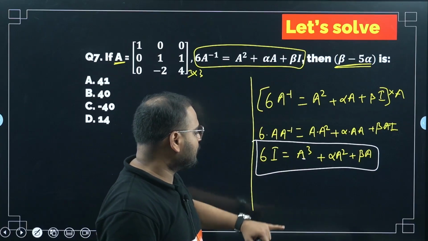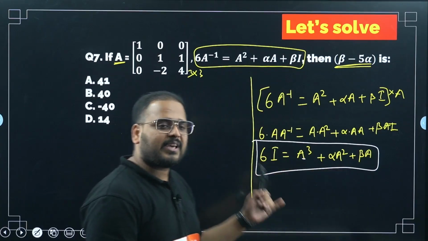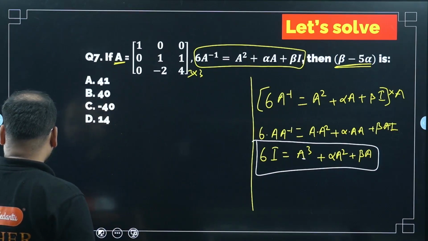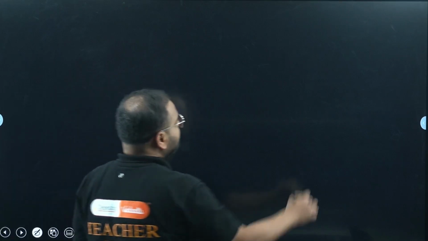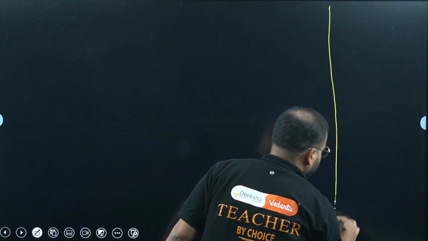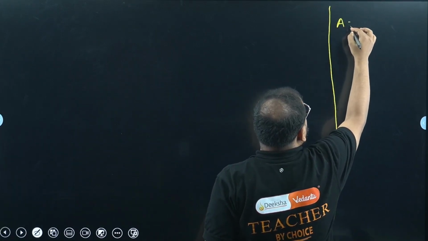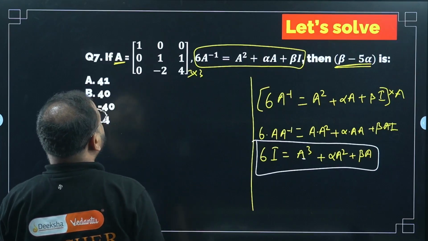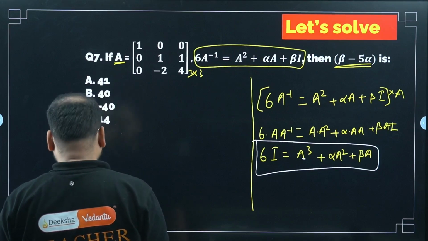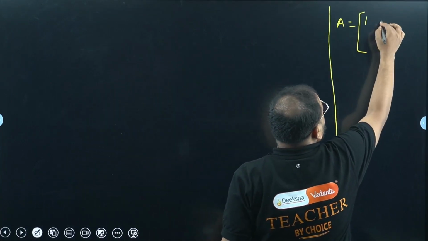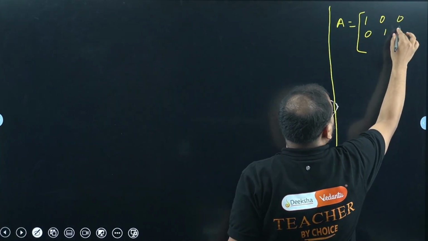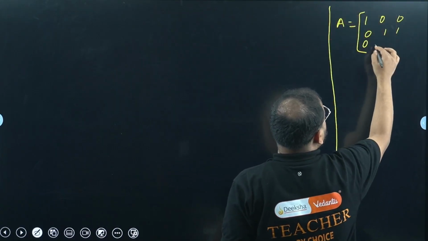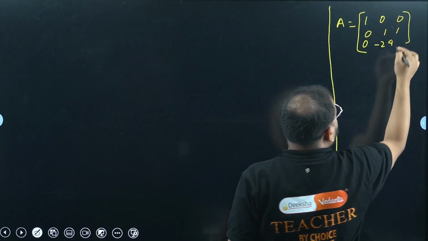We can find A cube, we can find A square, because A is given, right? A is given. Let's solve it. What is my A value? Let's see here. My A value is nothing but, check here: 1, 0, 0; 0, 1, 1; 0, minus 2, 4.